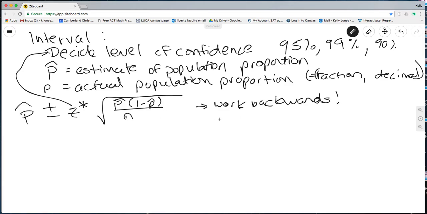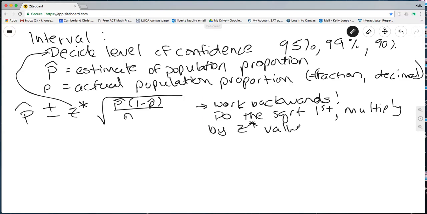So you're going to do the square root first, then multiply by this z-star value, whatever that ends up being. And then last, you're going to take that and do p-hat plus, that's weird, sorry. Let's erase that.